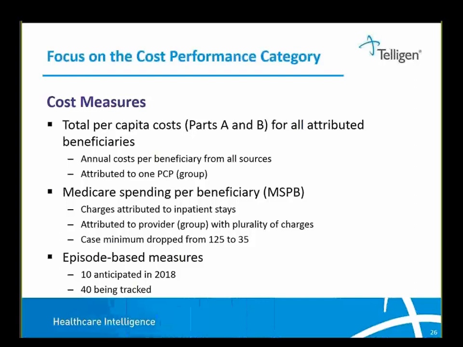Now, the last area of cost measures is the episode-based measures. They're adding a lot of episodes of care measures. Right now they're tracking 40. Ten will be operationalized for 2018. Many of the episodes of care are specialty related. Some are assigned to a single provider leader, where that provider leader gets that cost all attributed to them. And then some of the episodes of care will be attributed to many providers where they will share equally in the cost of that. And that's all going to be calculated by CMS for each episode of care measure.